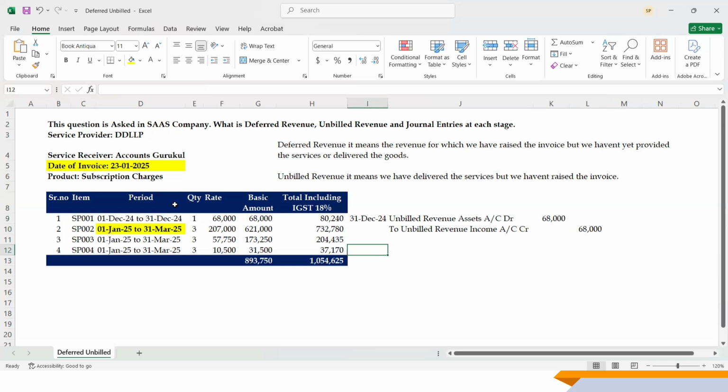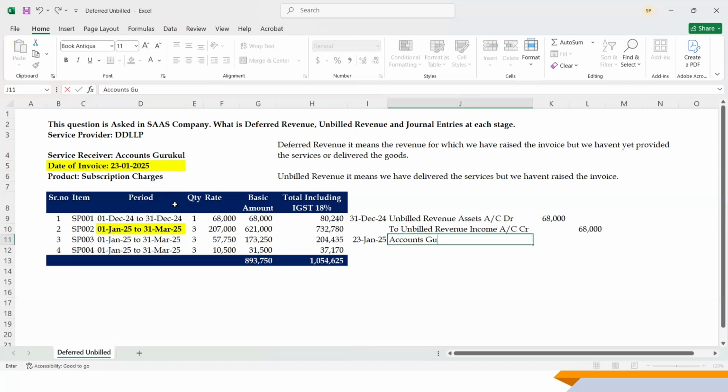Now the next one, when you are going to raise the invoice on 23rd Jan 2025. So when you raise the invoice on 23rd Jan 2025, this entry is pertaining to the R2R team, and now this one is related to the AR team. When the AR team, that's the O2C team, is raising the invoice, then your entry is going to be that we are raising the invoice on the accounts Gurukul.